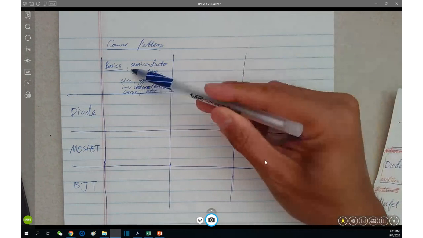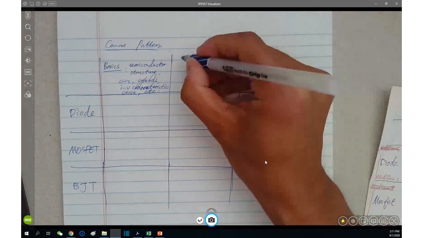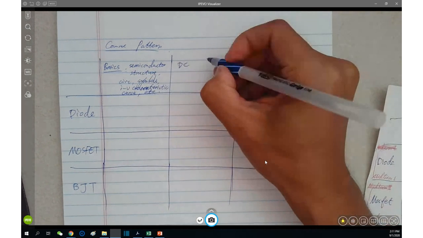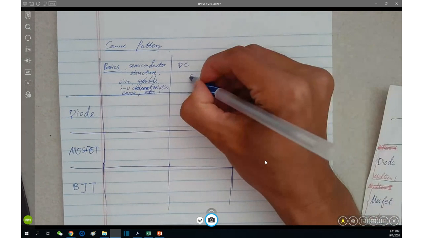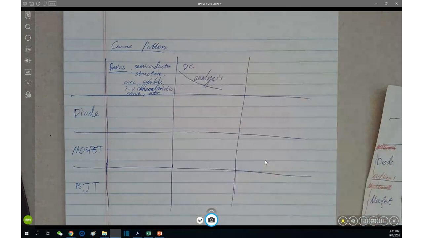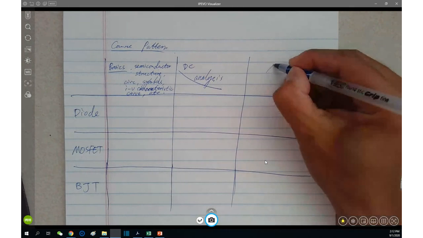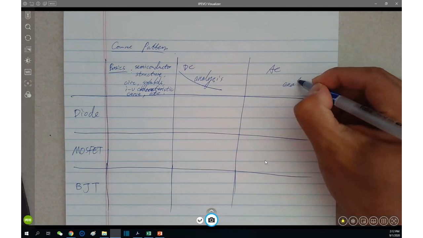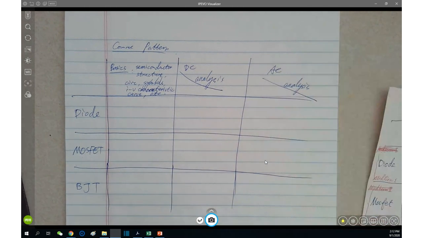After the basics, we will learn so-called DC analysis. And then the last is AC analysis. Of course, by now, we don't need to know any details about them. We just need to know the structure. What does it mean by DC analysis? What does it mean by AC analysis? You see. Okay.